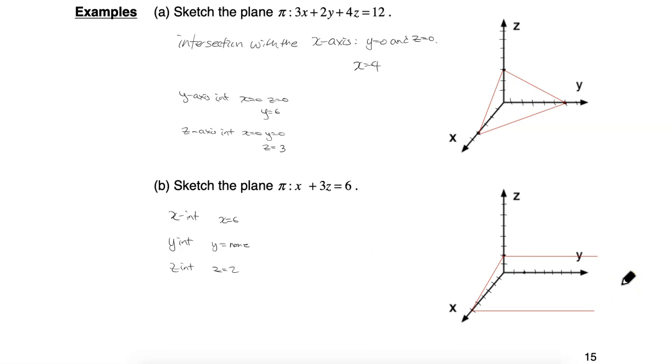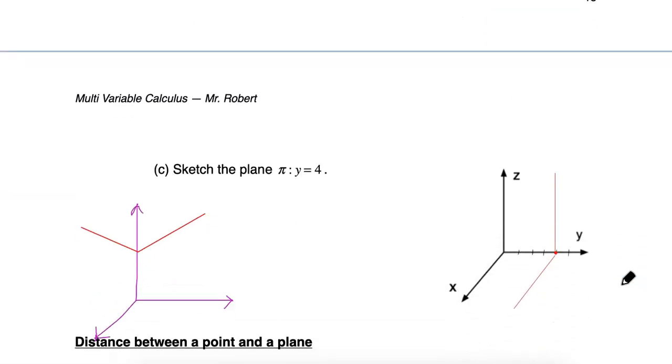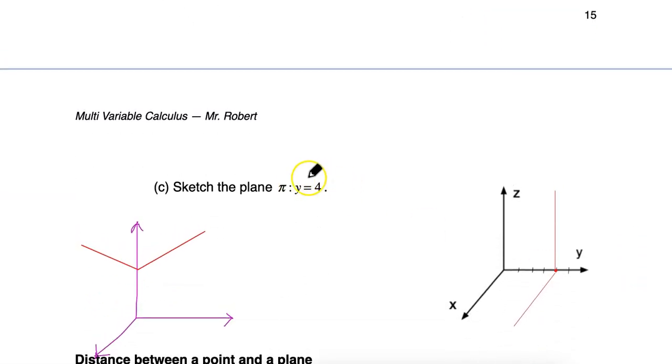And finally, a further example where we now only have one variable. x is absent, z is absent, and you just have y equals 4. What does that mean? Well, that means y equals 4, and that's it. So all the points on this plane here that's shown with these two traces are points where y equals 4. So for example, you would have the point 5, 4, 9. That's a point in the plane, and indeed y equals 4.